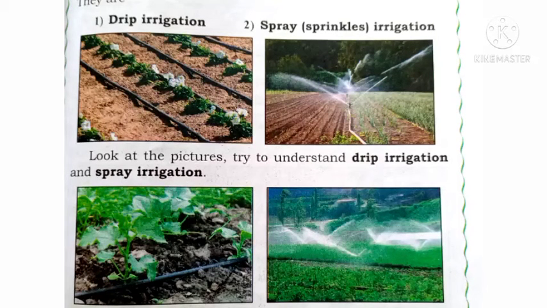In spray irrigation, or sprinklers, water is sprayed over the crops uniformly as in rainfall. Just as rain falls, in spray irrigation the water is sprayed like rain. In the second picture it is zoomed in as well. Let's see, then you can understand. These are the two methods to avoid wastage of water: drip irrigation and spray irrigation.